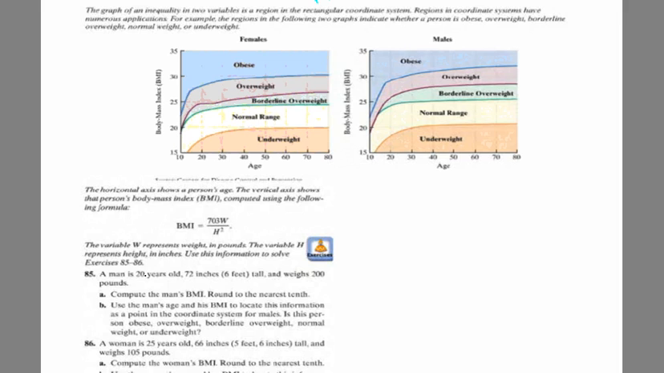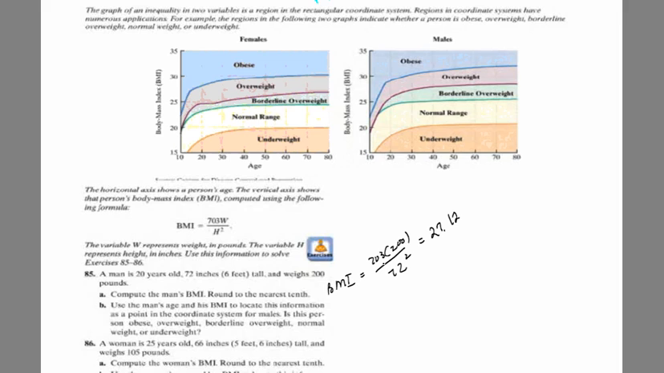So let's take a look at the situation here. We've got someone who is 20, a man, so we know we'll be dealing with this graph. 72 inches tall and weighs 200 pounds, so let's calculate the BMI. It's going to be 703 times the weight, which is 200, divided by the height, which in this case is 72 inches squared. So if you pull out a calculator, just a basic calculator, you should come up with 27.12. So that's the answer to part A.